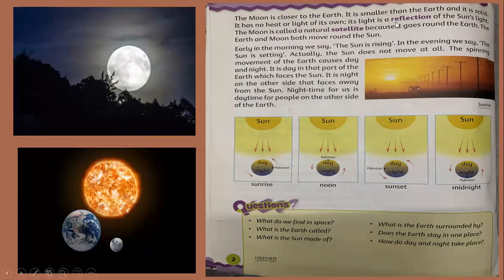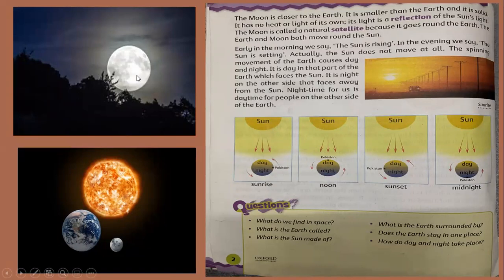It is smaller than the earth and it is solid. It means it is made of, you can say, the solid rocks. It has no heat or light of its own. Its light is a reflection of the sun's light. When you see the moon from outside of your house or maybe from out of your windows, you find the moon has light. The moon is shining and you feel the light is coming out of the moon.